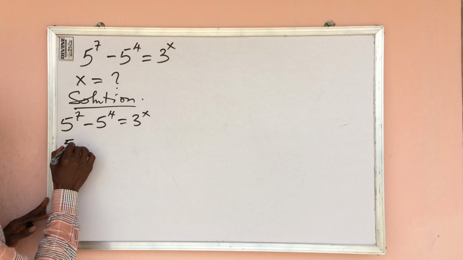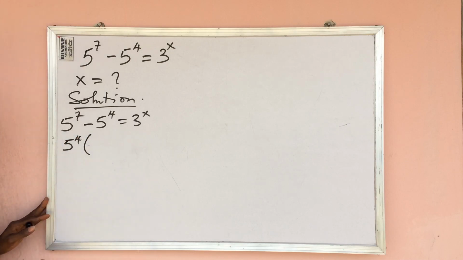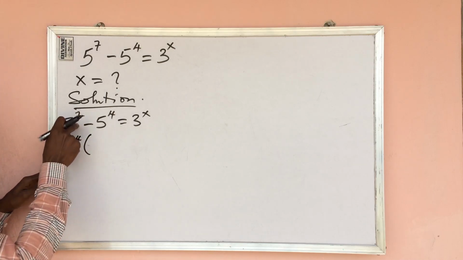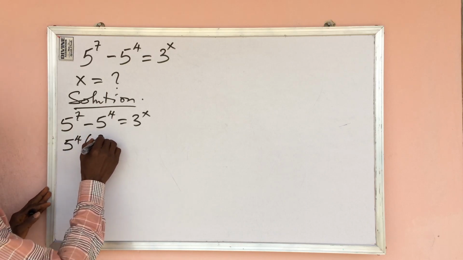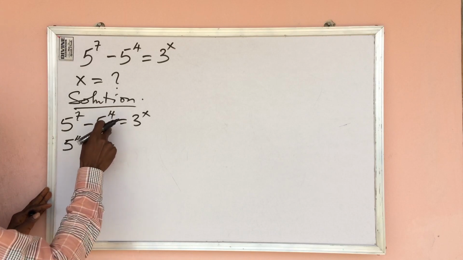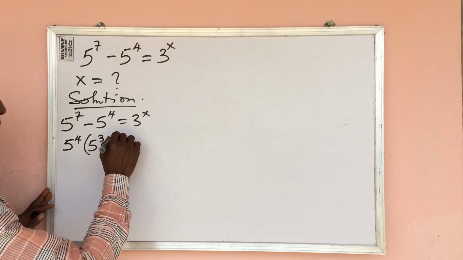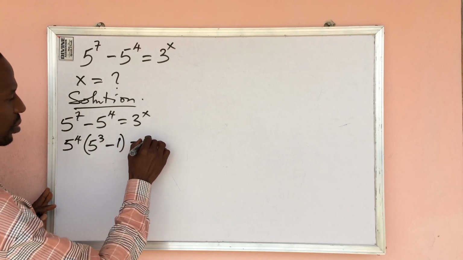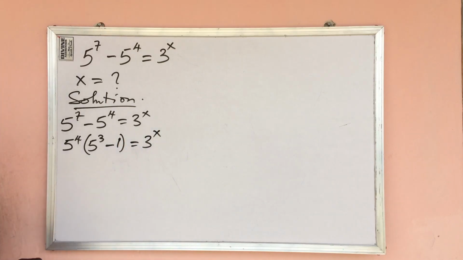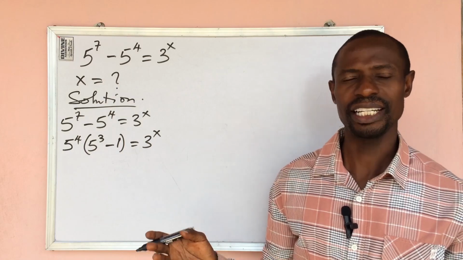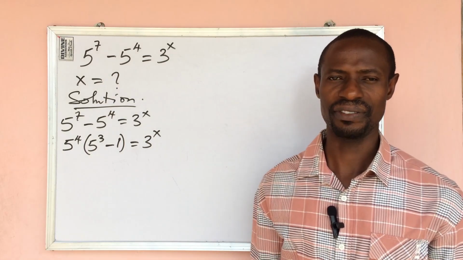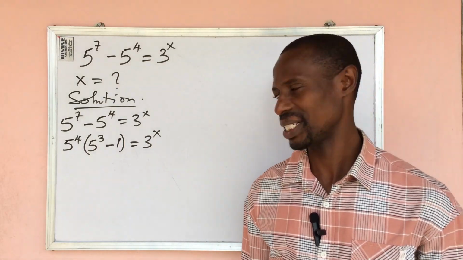So we have here 5 to the power of 4. If we use 5 to the power of 4 to divide 5 to the power of 7, we'll be left with 5 to the power of 3 minus 1, close bracket, equals 3 to the power of x. Now, what is the value of 5 to the power of 3? It means 5 times 5 times 5, which gives us 125.